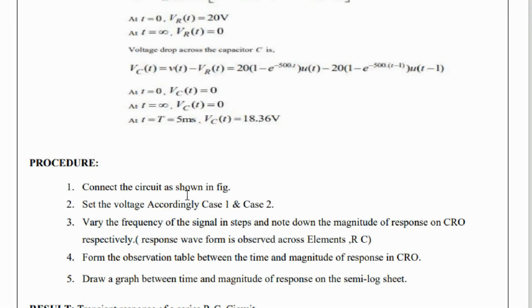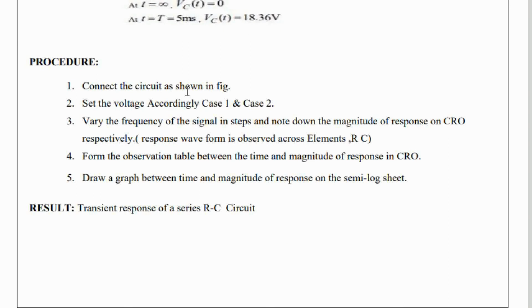So to do this experiment, we need to follow some procedure practically. Connect the circuit as shown in the figure and set the voltages accordingly in case 1 and case 2. Vary the frequency of the signal in steps and note down the magnitude of the response on the CRO. The response waveform is observed across elements R and C. From the observation table, draw the graph between time and magnitude of the response on a semi-log sheet. So let us continue with the lab experiment.